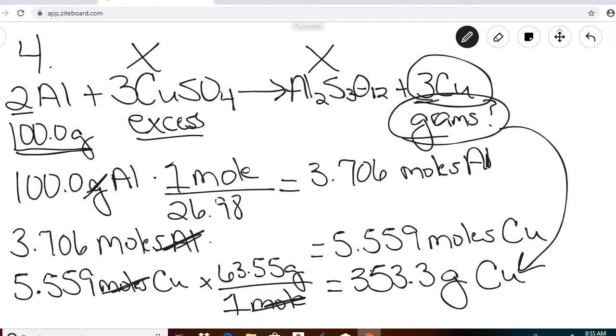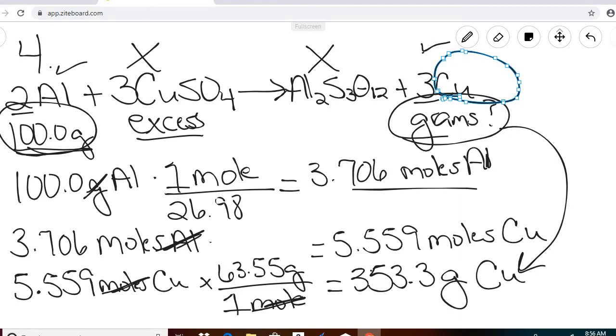So our answer that we started out to find is 353.3 grams of copper. This was a case where we started with grams of aluminum. We first needed to change that to moles. Once we had that in moles, then we could look at the relationship between the copper and the aluminum, looking at the ratios. That gave us moles of copper. Once we had the moles of copper, then we can use the periodic table to convert moles of copper to grams of copper.